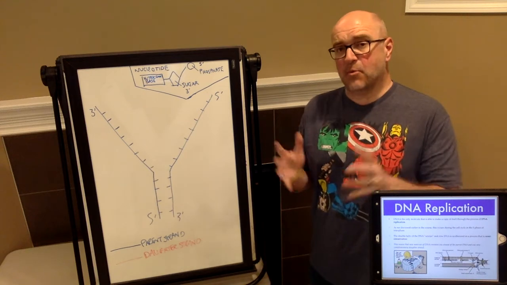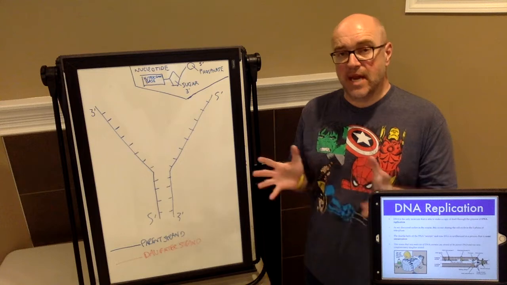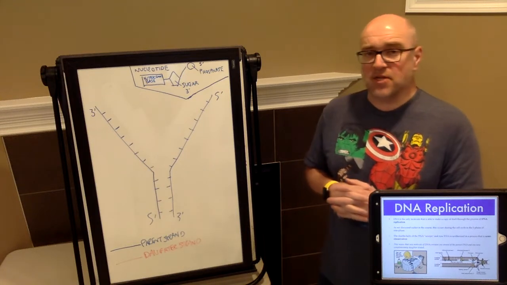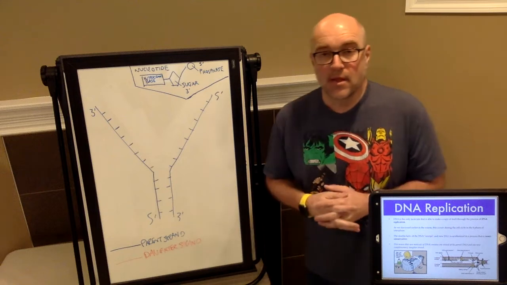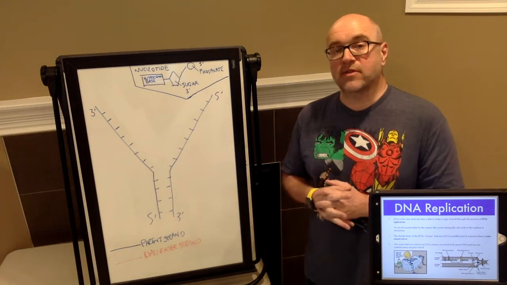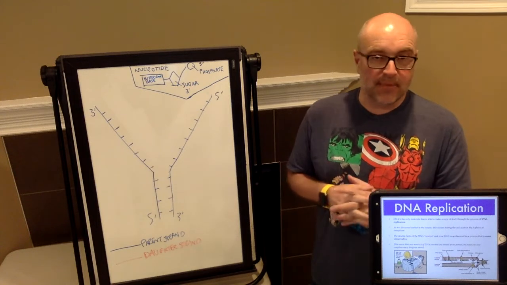Hey, Bio30s, and today we're going to have our second discussion about molecular genetics, which is going to be about DNA replication. DNA is actually a very unique molecule in the fact that it's the only molecule that can actually make copies of itself without the help of any other molecule or substance.